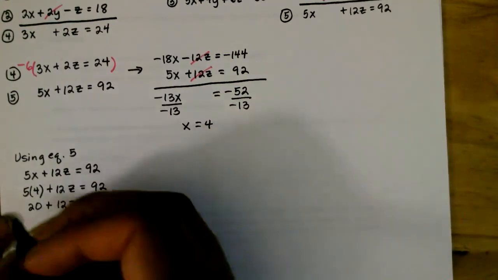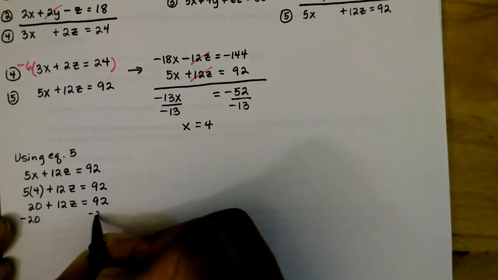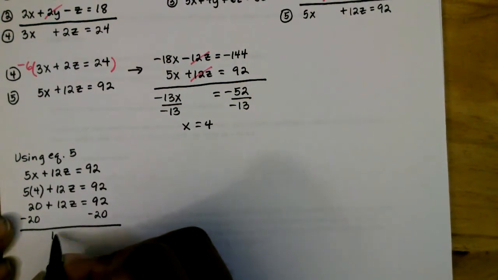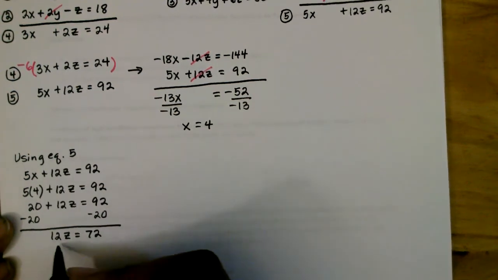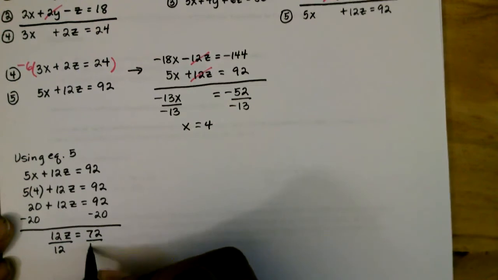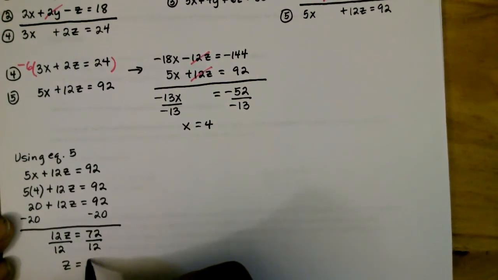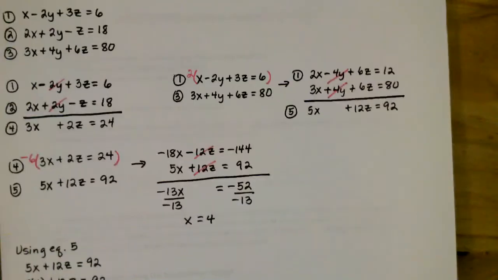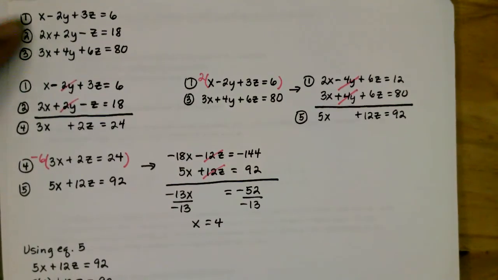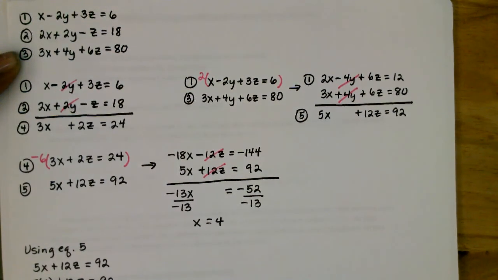And to get 12z by itself, I'm going to subtract 20 on both sides. So this will be 12z is equal to 72. Divide both sides by 12, you'll get z is equal to 6. Okay, so I know what x is and I know what z is. Now I need to find out what y is going to be equal to. And this is where I need to use one of these 3 simplified equations to find out what y is. Let's use that first equation.